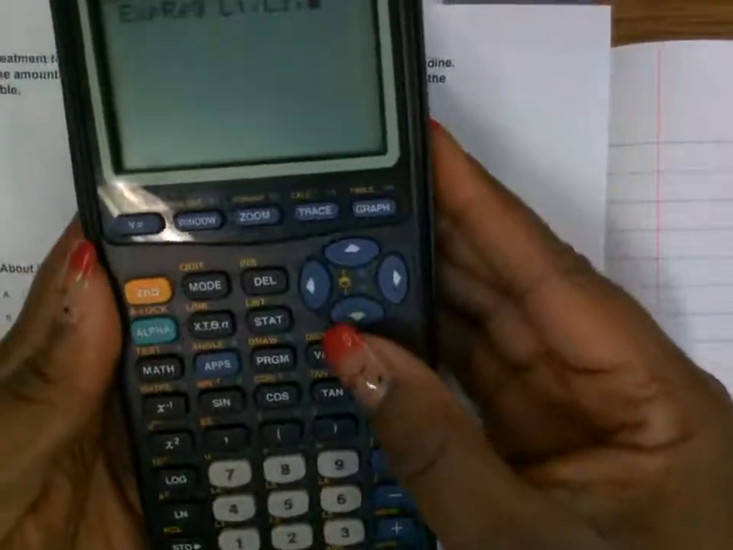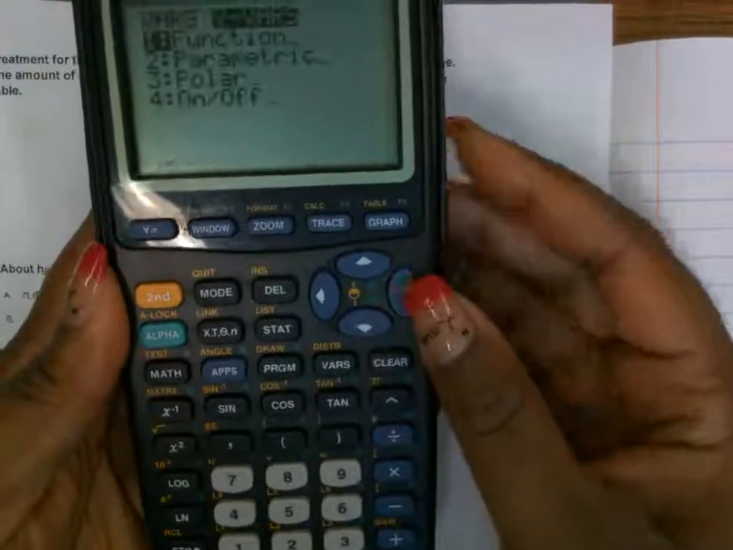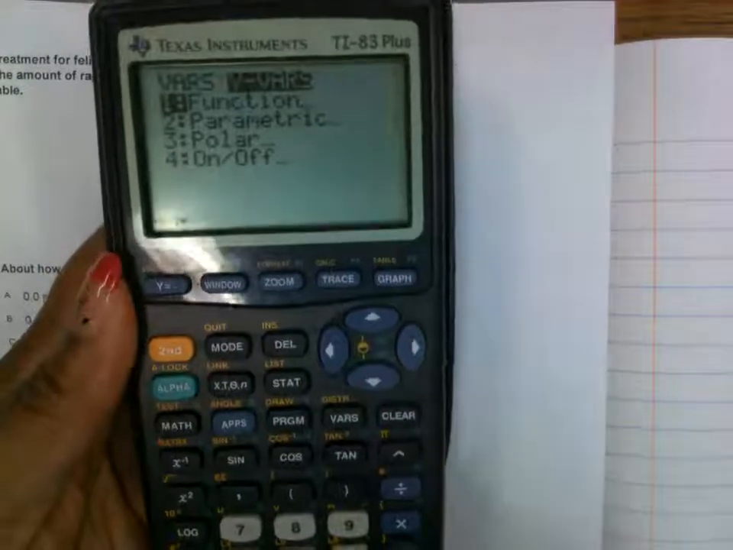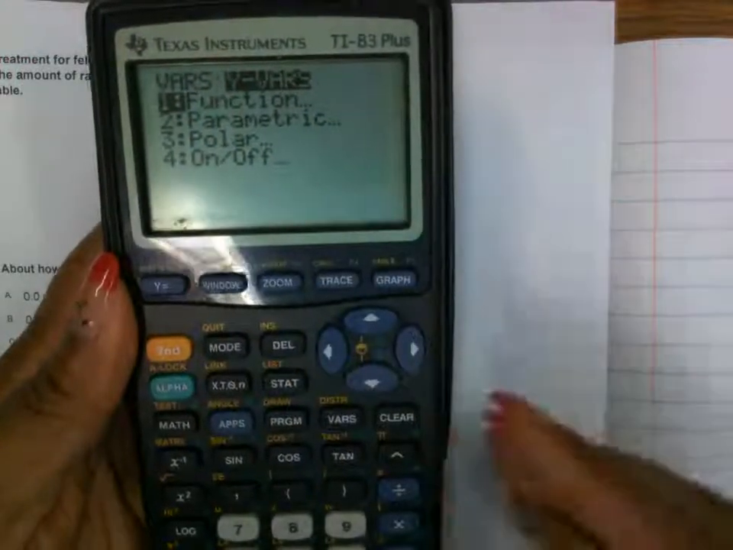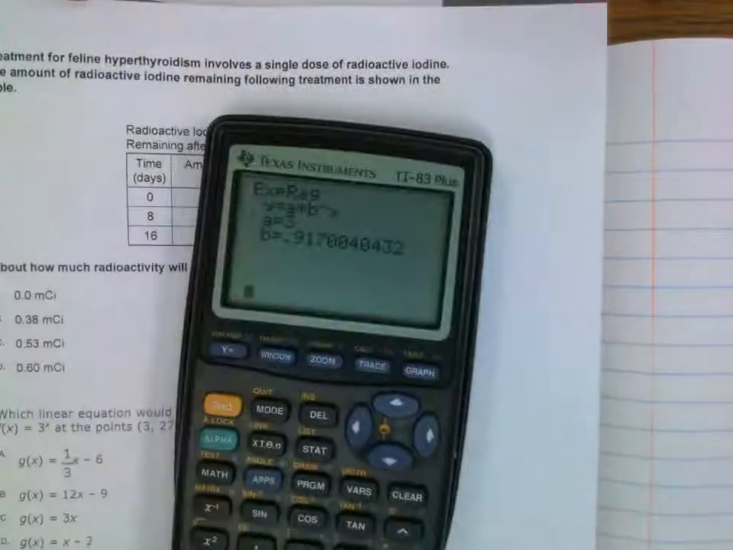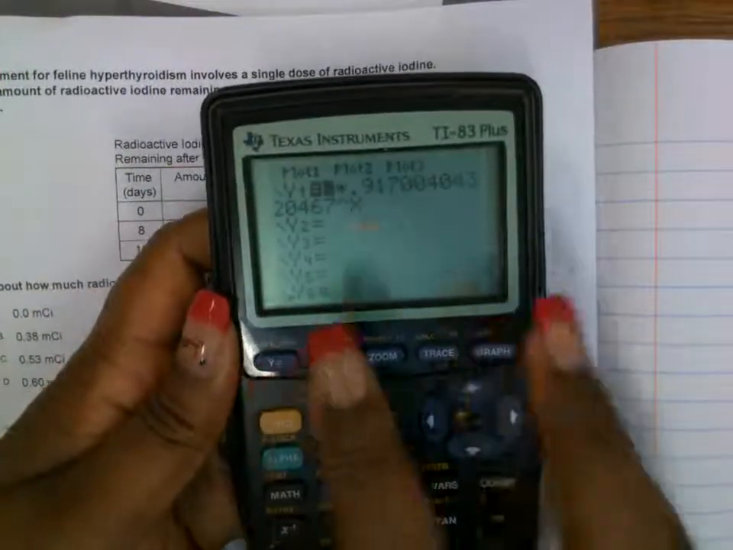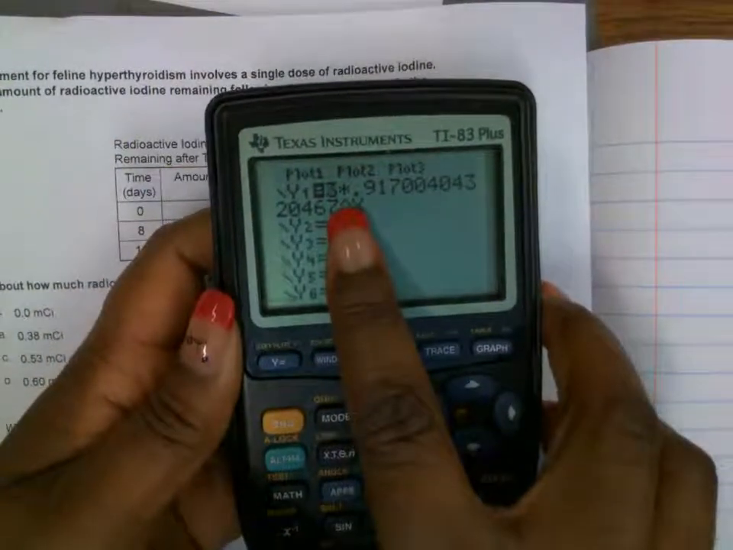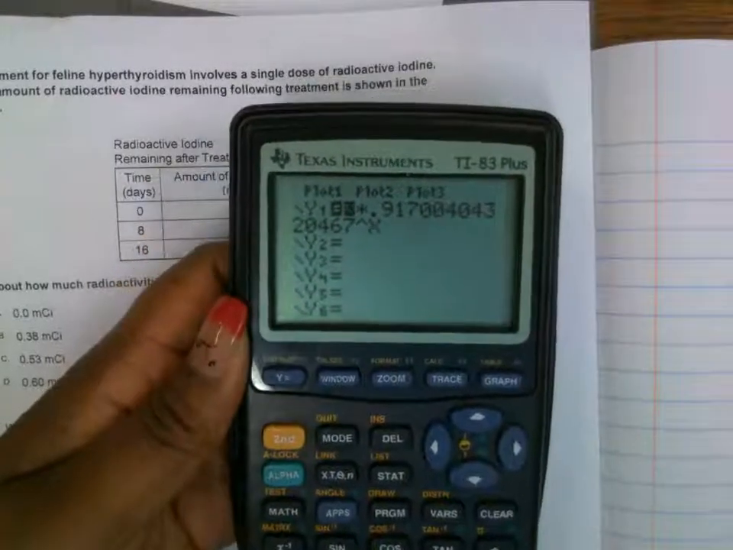Then after that, you're going to press vars, Y vars, and you're going to press enter 3 times. Vars, Y vars, go over to Y vars and press enter 3 times. 1, 2, and 3. Now, the reason why I did that is so that the calculator will automatically put the equation under Y equals. So go to Y equals and you can view the equation there.